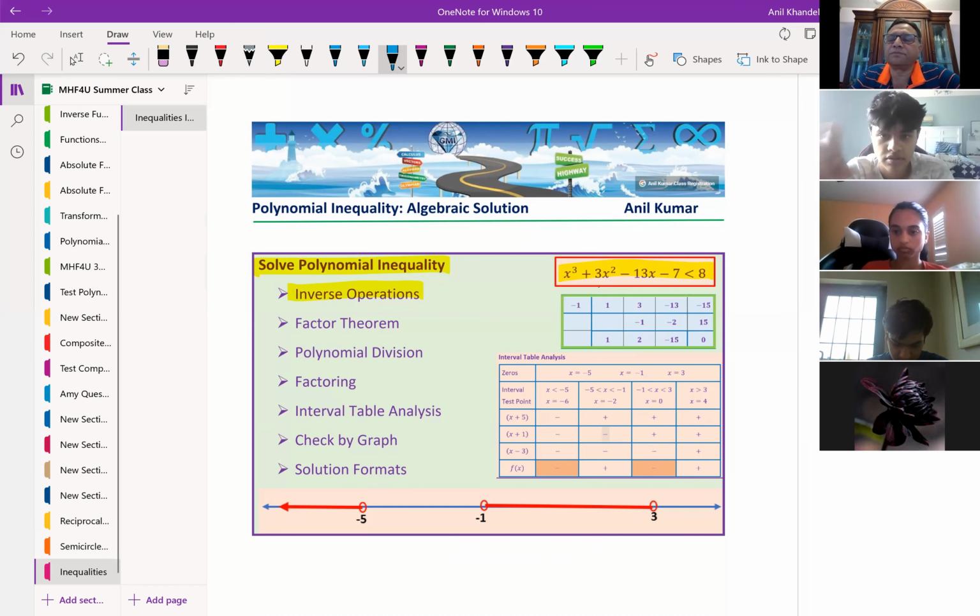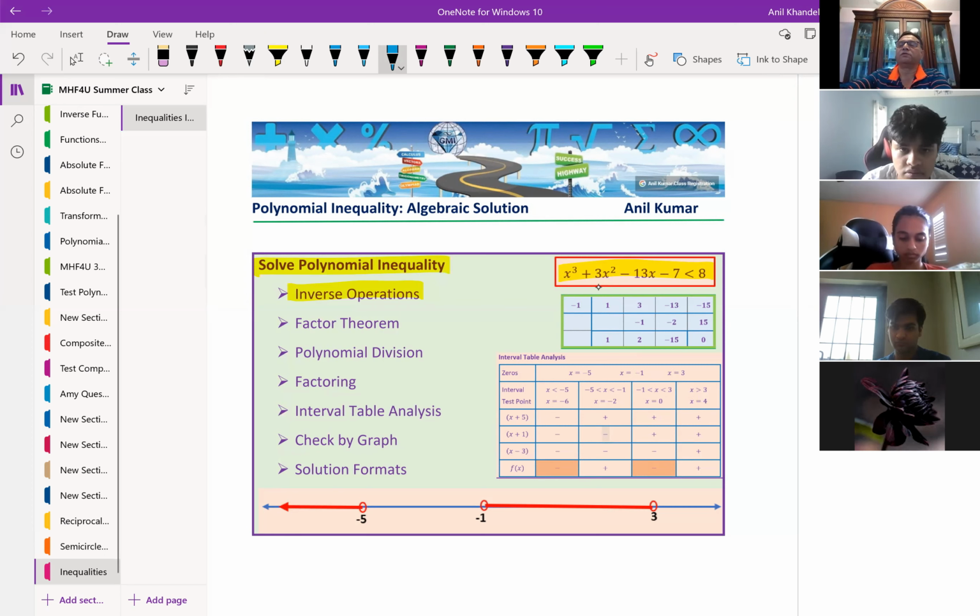You are on mute, Hamza. Oh, sorry. Yes. Okay, so the first thing, I don't exactly remember what the first step was, but I think it was combining like terms. So we have this particular equation, x cubed plus 3x squared minus 13x minus 7 is less than 8. If you have to solve this inequality, how will you solve it? Just tell me that. Oh yeah, so wasn't it you plug in values and see which one works? Is that what you did?